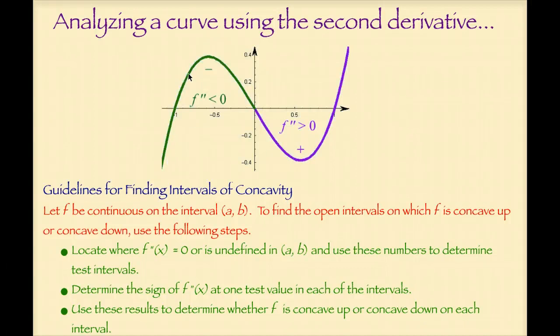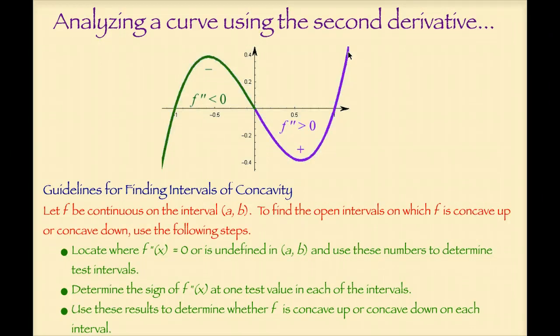Notice the green section of the graph. This is a portion of the graph that's concave down. It's like a cup that's upside down. We would find that if we took the second derivative at any point along the curve here, it would be a negative number. Look at this purple section of the graph. It's concave up. It's like a cup that would hold water. If we took the second derivative at any point along the curve here, we would see that the second derivative is positive.